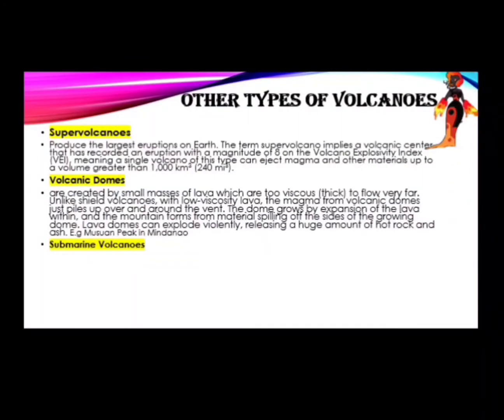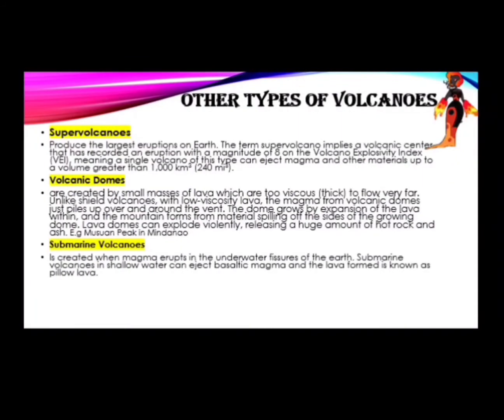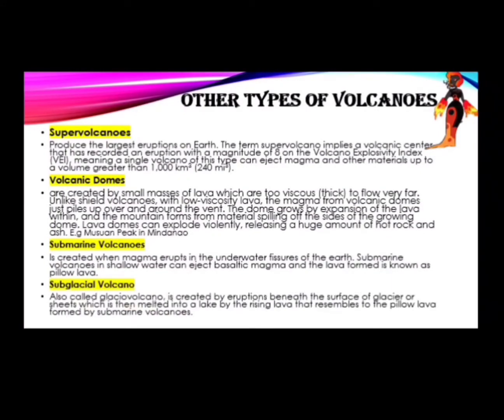Next is the submarine volcano. It is created when magma erupts in the underwater fissures of the earth. And the subglacial volcano is created by eruptions beneath the surface of glaciers or ice sheets, which is then melted into a lake by the rising lava that resembles the pillow lava formed by submarine volcanoes.